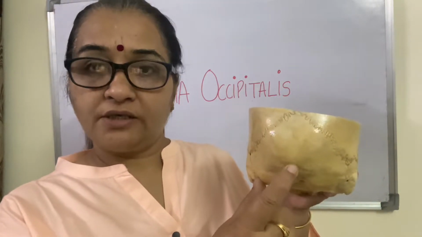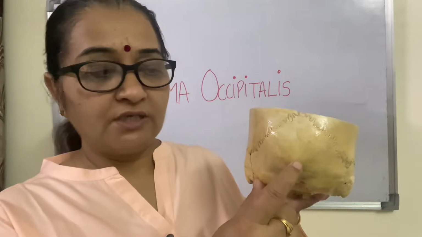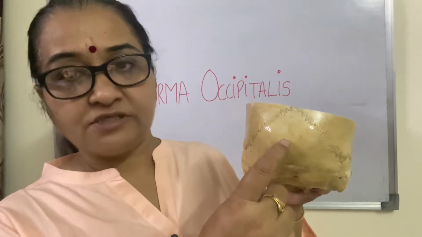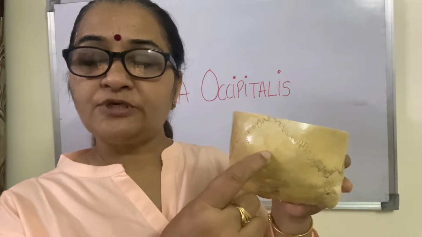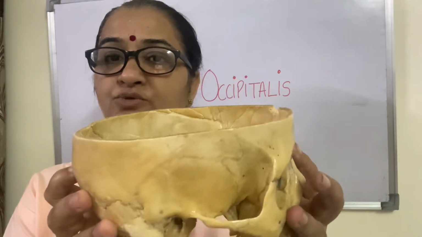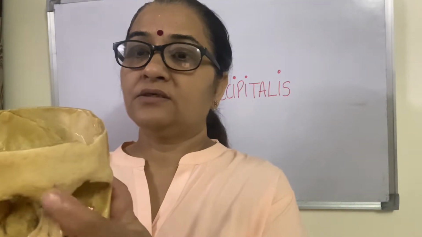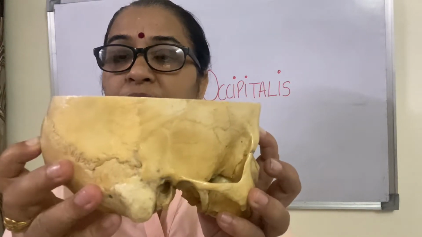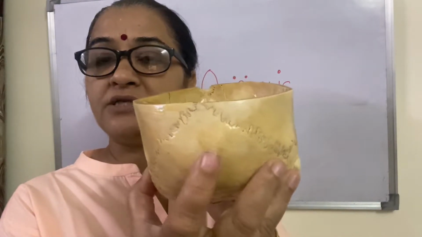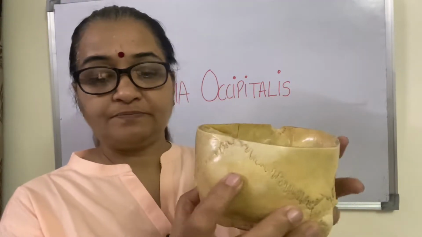Just above this external occipital protuberance, a little above this point is known as the occipital point. This occipital point is basically opposite to the glabella. You can see this is the glabella, the meeting point of the superciliary arches. So the corresponding point posteriorly on the Norma Occipitalis is the occipital point.